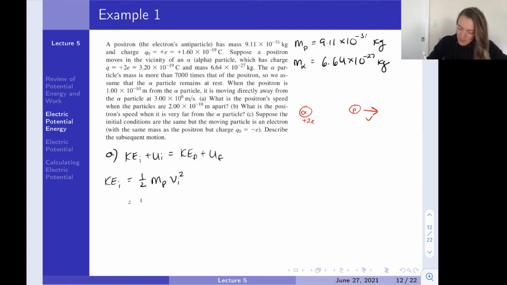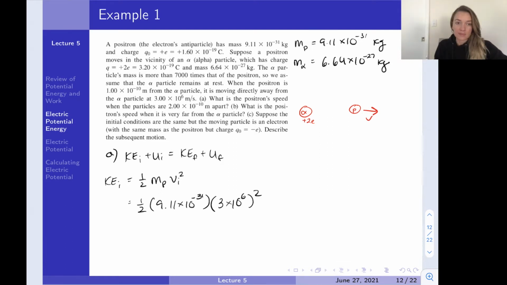All right, so let's plug some things in here and find the initial kinetic energy. So we have 1/2, the mass of the positron is 9.11 times 10 to the negative 31. The initial velocity is 3 times 10 to the 6 meters per second, and we're going to square that. So this comes out to 4.10 times 10 to the negative 18 joules. So this is the positron's initial kinetic energy.